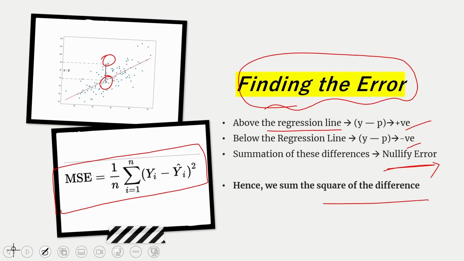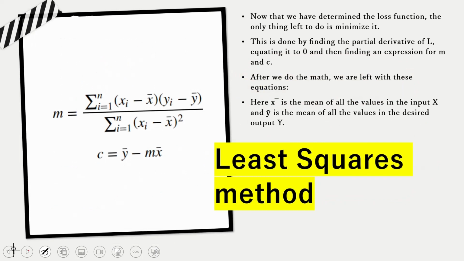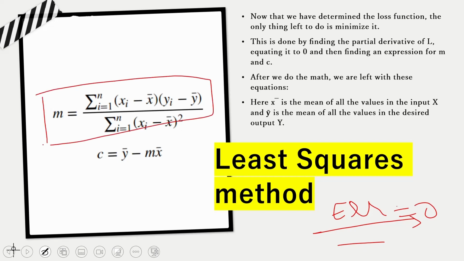In the OLS method, we will find the M and C values by taking the partial derivative of the error function with respect to M and C and equating it to 0. After some iterations of mathematical calculation, we will find the best values of M and C. These are the M and C values which will give the least error.